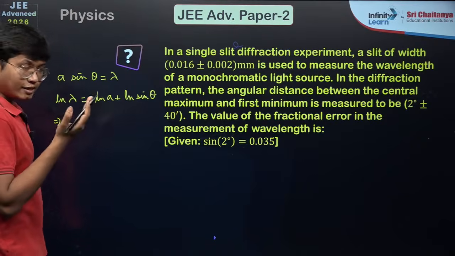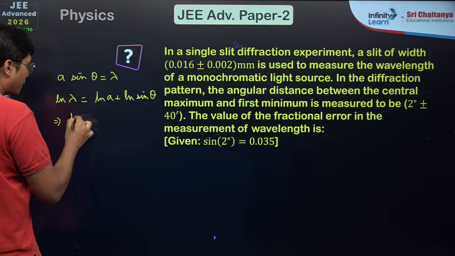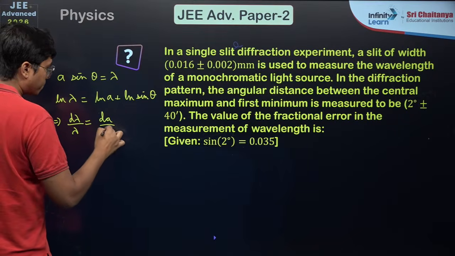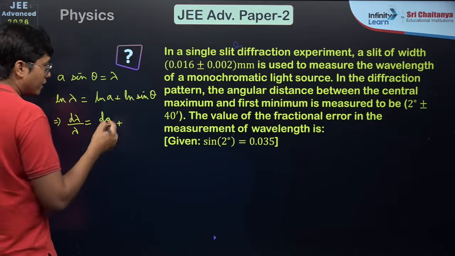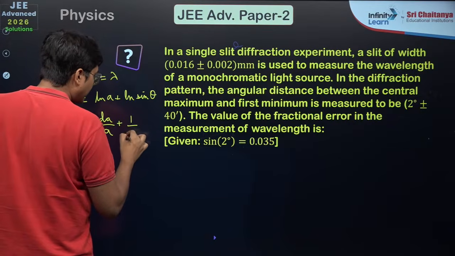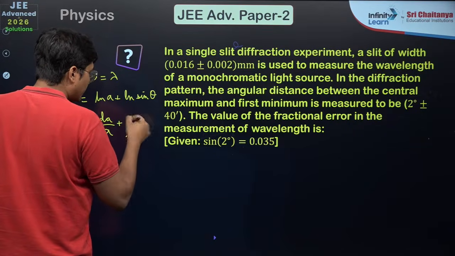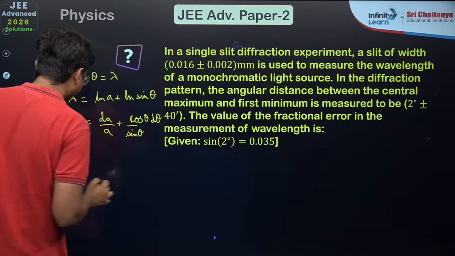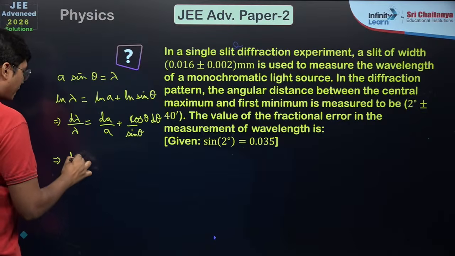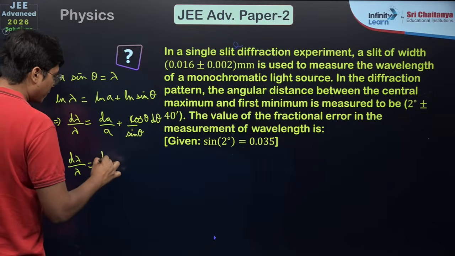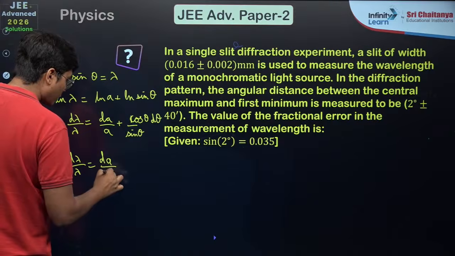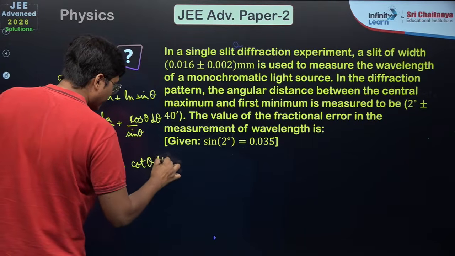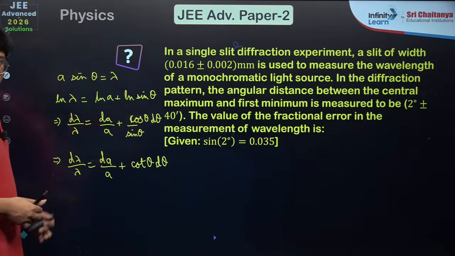Because we are looking for fractional error, it's easier to apply this, because then I'll get a d lambda by lambda. That will give me a dA by a. And over here, if I differentiate it, I'll get a 1 by sine theta first. Then by chain rule, I'll get a cos theta, and then I'll get the d theta. So my d lambda by lambda, the fractional change in wavelength, is dA by a plus cot theta d theta.